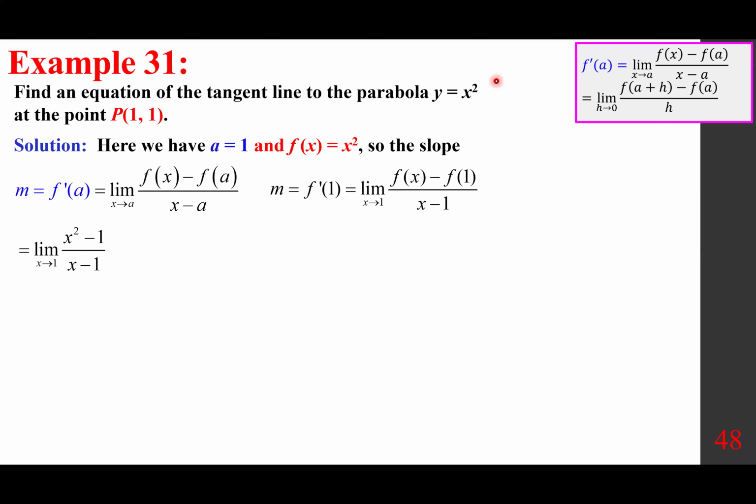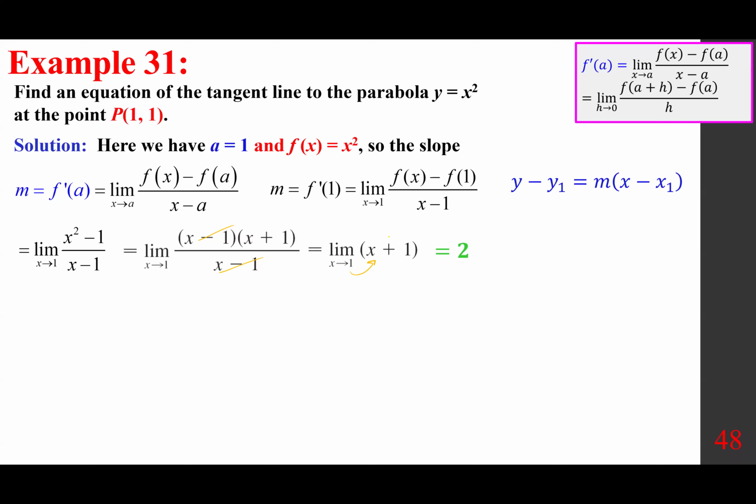And the technique is factoring. The bottom is given. The top is a squared minus b squared, x squared minus 1 squared. So it makes it x minus 1, x plus 1. These two cancel each other. And now the limit of x plus 1 as x approaches 1. If you plug in, you get 2. And this is the slope. Now we have the slope and we have one pair.